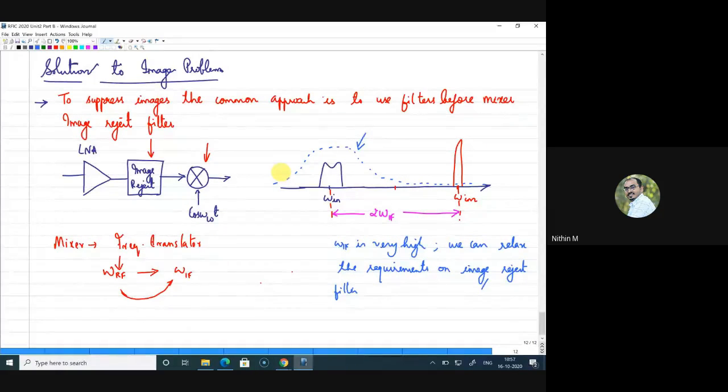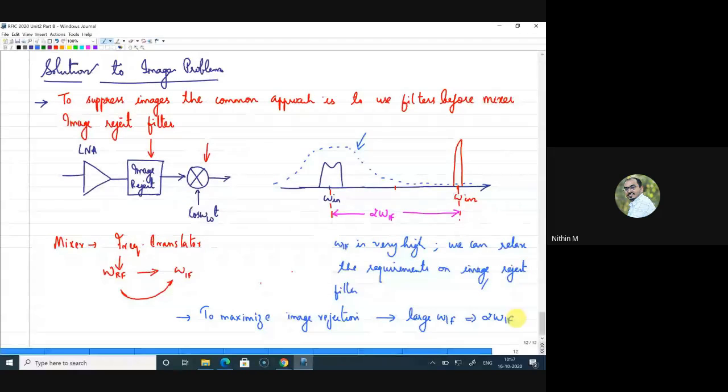But the problem there is, the point here is to maximize image rejection. If we want to maximize image rejection, I can go for a large omega IF, so that 2 omega IF will be still larger and definitely out of band, or it can be eliminated. But there is a limitation to the maximum value of 2 omega IF.